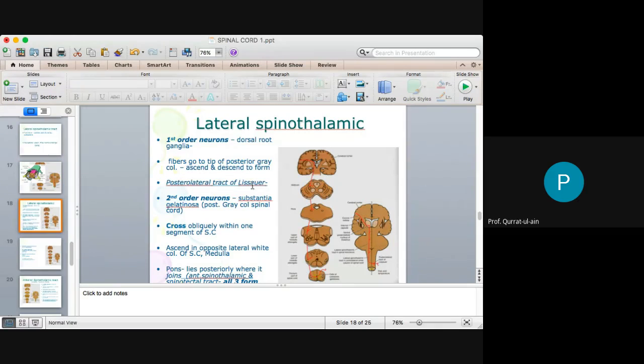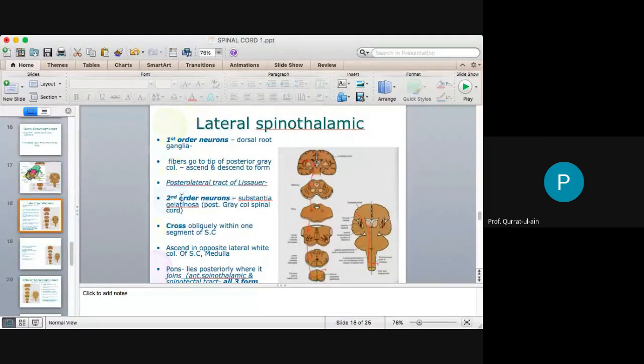This is the posterolateral tract of Lissauer, which is forming the connection between all the tracts arising at different levels, and they're interconnected also. Did you get this point? Each tract is arising from its spinal nerve. One is arising at this level, the second at this level, the third at this level, the fourth at this. So they need a connection between each other, and that is done by the posterolateral tract of Lissauer, whose fibers ascend and descend, connecting the different segments with each other.